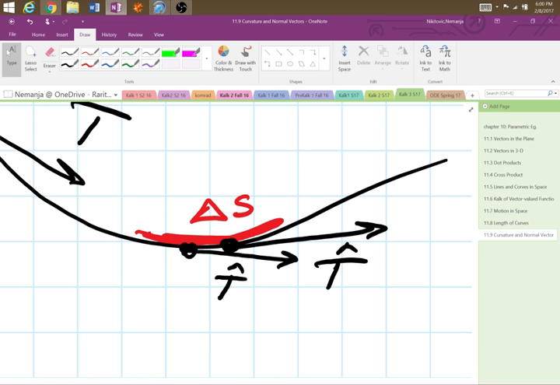Does anyone have duct tape in the classroom? Oh, I wish I had. Super glue would work as well. All right.